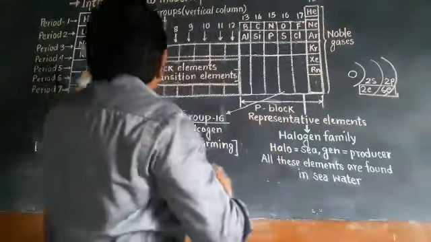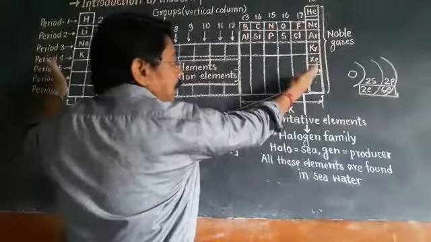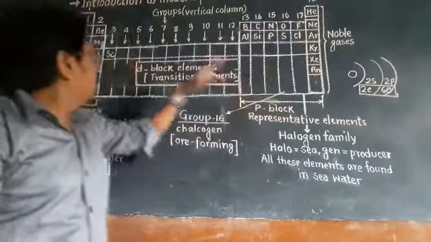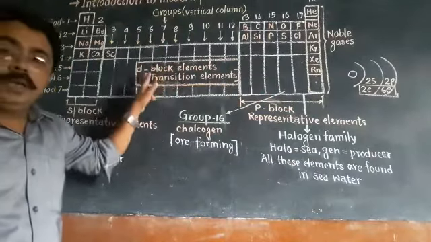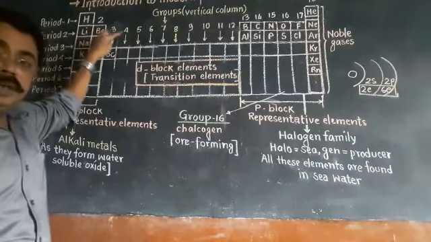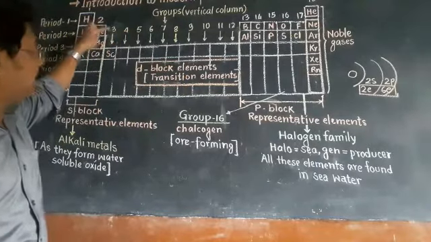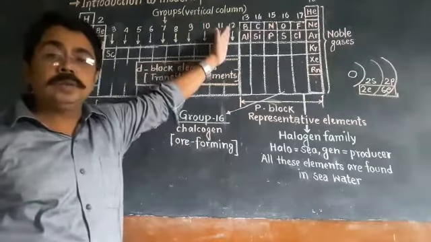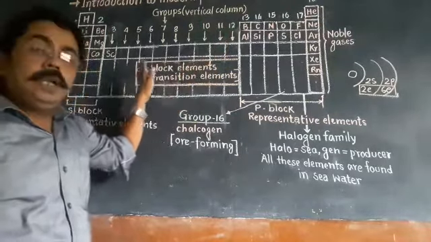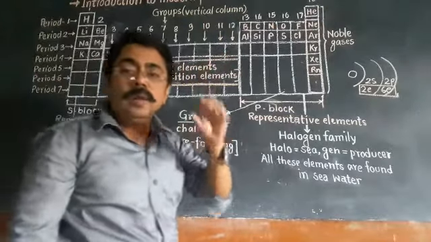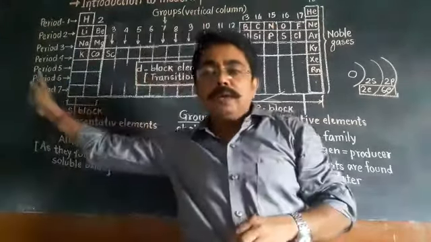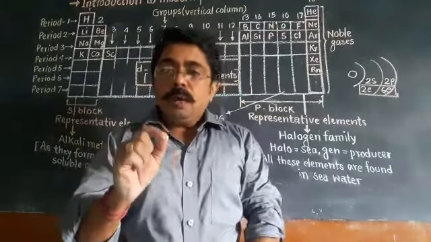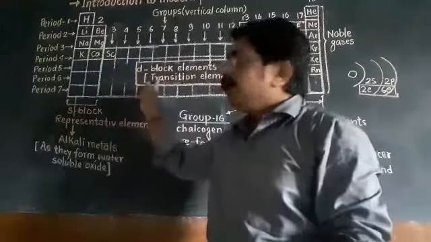So on the extreme left S block, on the extreme right P block, and in between S block and P block, there is D block, which extends from group number 3 to group 12. Group 3 to group 12 elements are called D block elements. So D block is placed in between S block and P block. Clear? D block elements are also called transition elements.